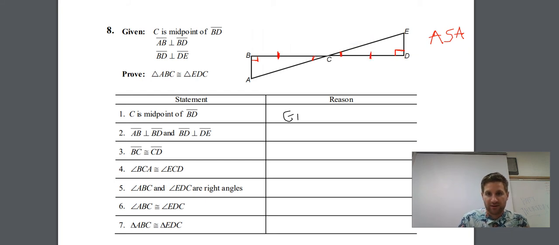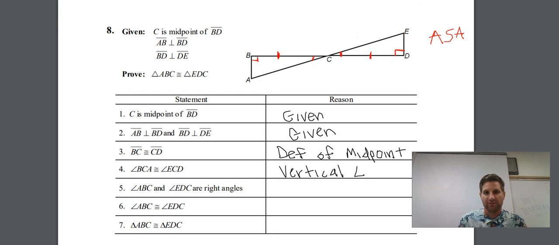Given. Okay, so we started out with the given. BC is congruent to CD. I said that, and that was because the definition of, and what word they use? Midpoint. Okay, so the midpoint tells me that I'm going to break these two up. So the definition of midpoint. BCA, so this angle here, and ECD, those are congruent because those are vertical angles.